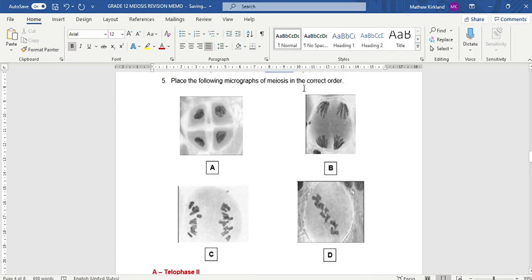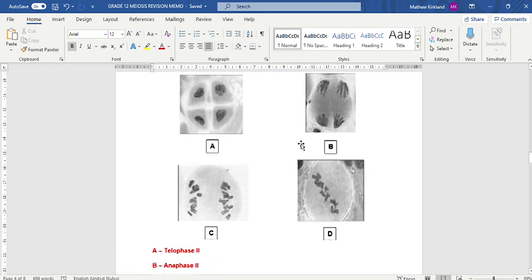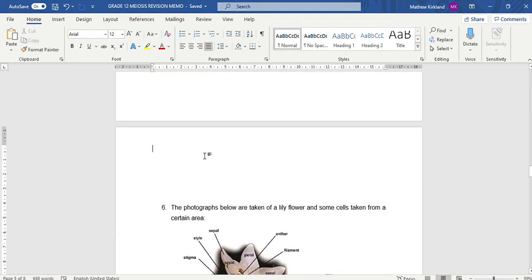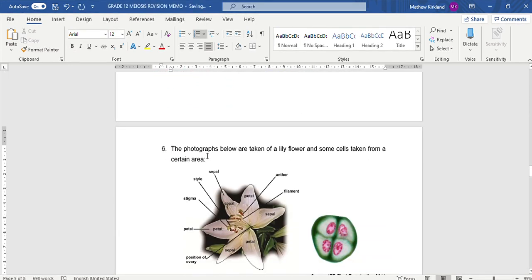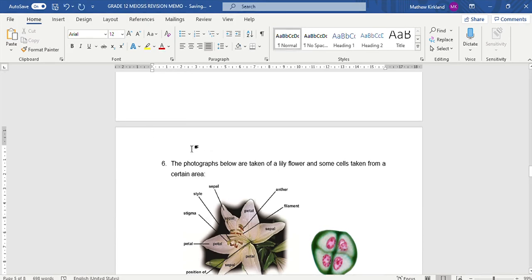Okay, do yourself a favor. Go and Google for yourself micrographs of meiosis. Get used to seeing these kind of pictures. It really is a nice way for us to test you to see that you have an understanding of what each of these phases are. Really make sure you get used to doing those types of questions. Okay, moving on. I'm going to try and get everything into one video here, so just bear with me.